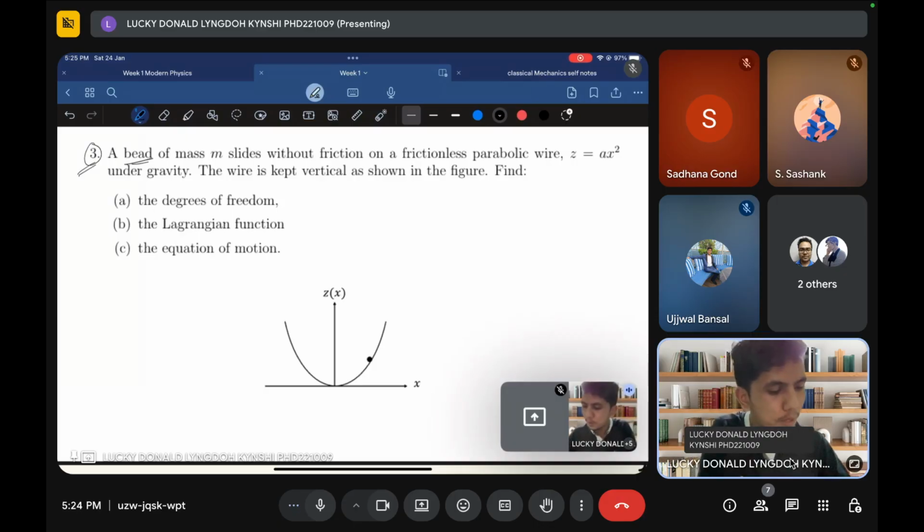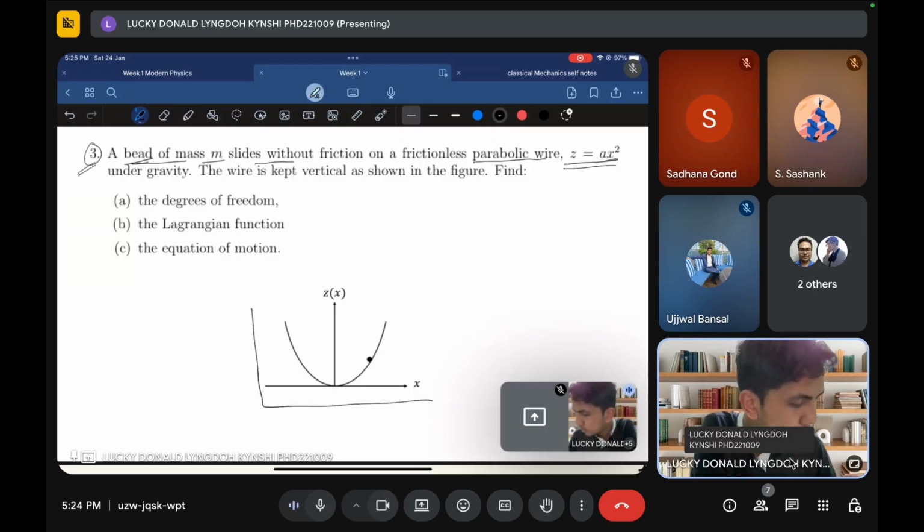discussed. Okay, so the question is, a bead of mass m slides without friction on a parabolic wire z equal to ax square. So you see, this is already given to you. The figure is already given to you. Okay, so this is your mass m actually. Okay, under gravity. Now the wire is kept vertical as shown in the figure.